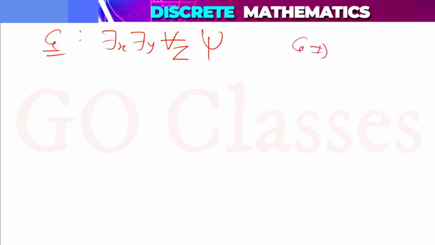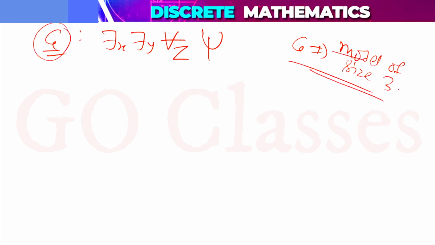It will be more clear with this example. Let's take this: there exists X, there exists Y, for all Z, psi. Let's assume this is the scenario and this is your G. Let's assume for G it is given that a model of size 3 is there. He's saying that for this G, we have some model of size 3. I don't know what that model is, but we have some model of size 3.